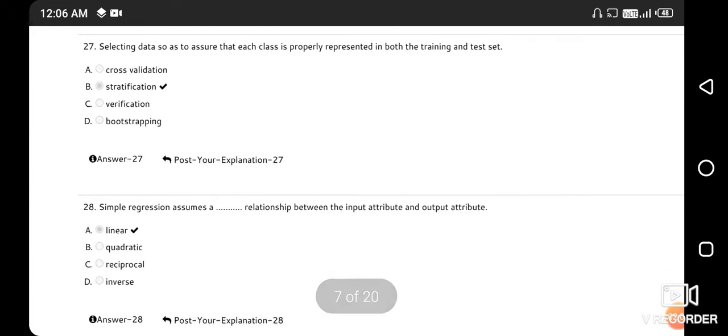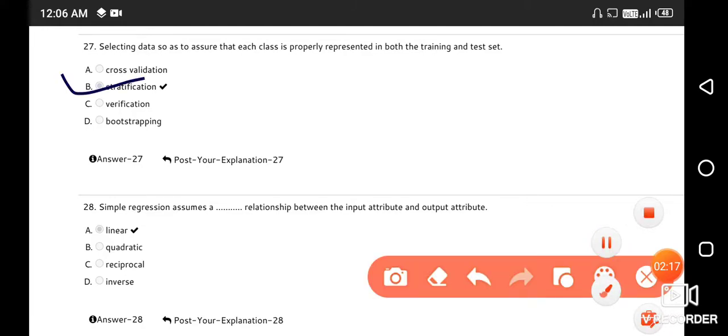Selecting data so as to assure that each class is properly represented in both the training and test set. So the right answer is stratification. Option B.